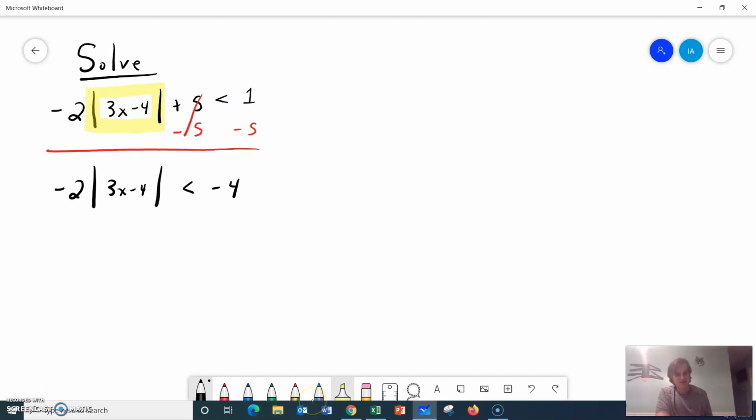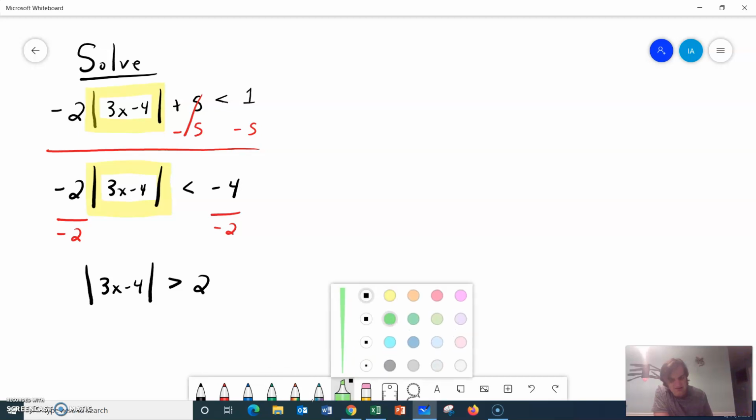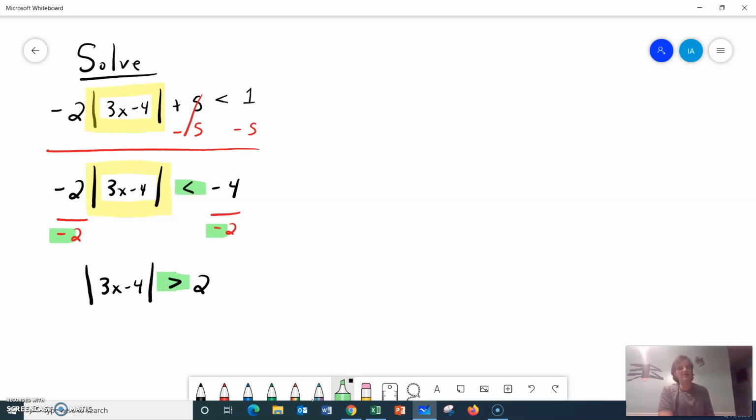But we still got to keep getting that absolute value by itself because it still has the -2 multiplied by it. So we'll divide both sides by -2. Now also keep in mind that when we divide by a negative, that is going to flip the inequality around. So I'm going to have the absolute value of 3x minus 4 greater than a +2. So just to make sure you're paying attention here, dividing by the negative turns the inequality around. So now it's an absolute value greater than a number.